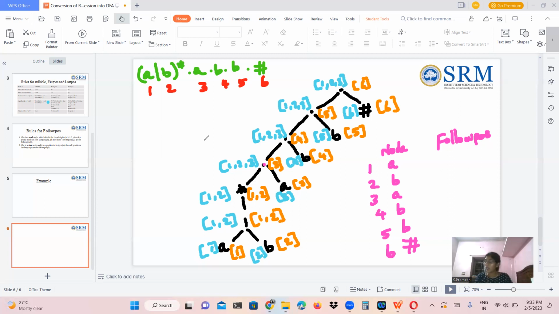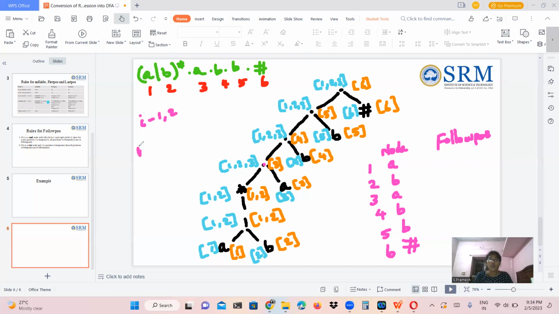So the rule for the AND symbol calculation is you have to take your I value first. For the I value, you have to consider only the last position of your left child. Okay, the left child you have to take into account, that is also the last position. So the last position is 1, 2.